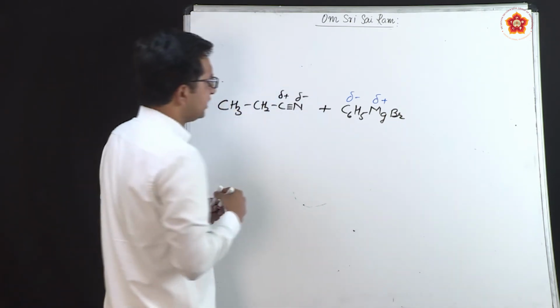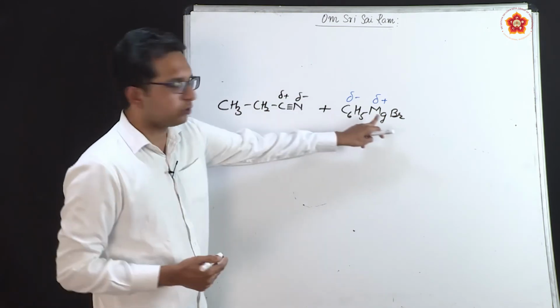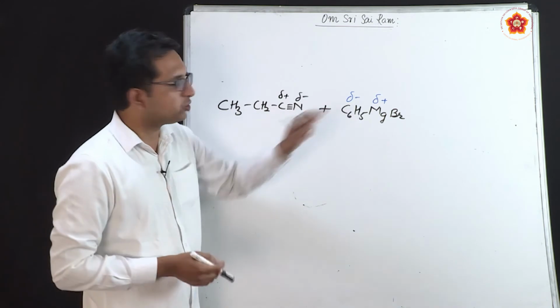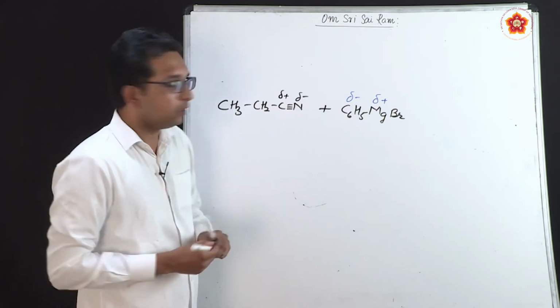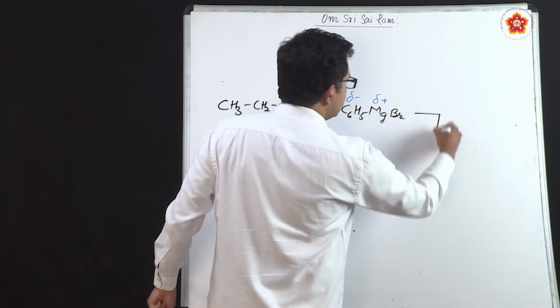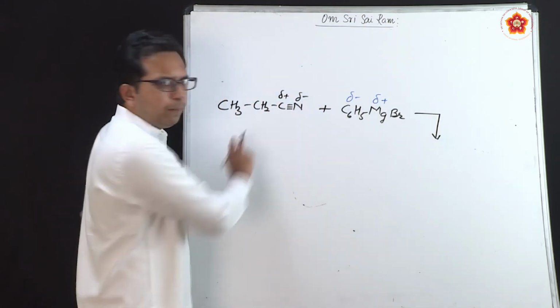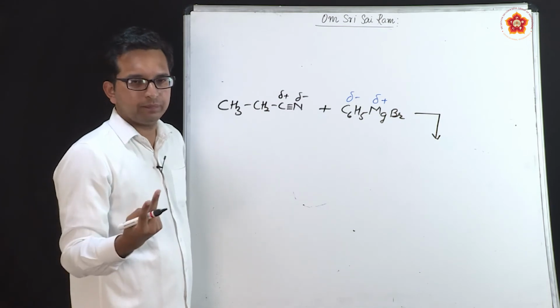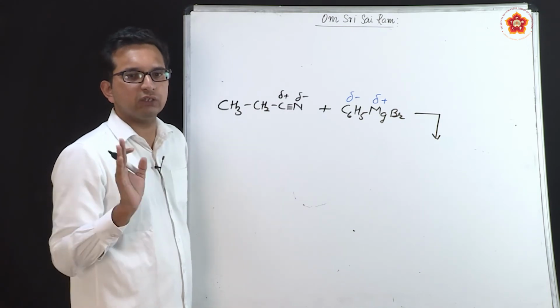So, what do you understand here? The positive part should react with the negative aspect which is here, the negative part should react with the positive aspect which is there. So, what we get in this reaction is that the triple bond is a weak bond because it has 1 sigma and 2 pi, and we already know that pi bonds are the weak bonds.